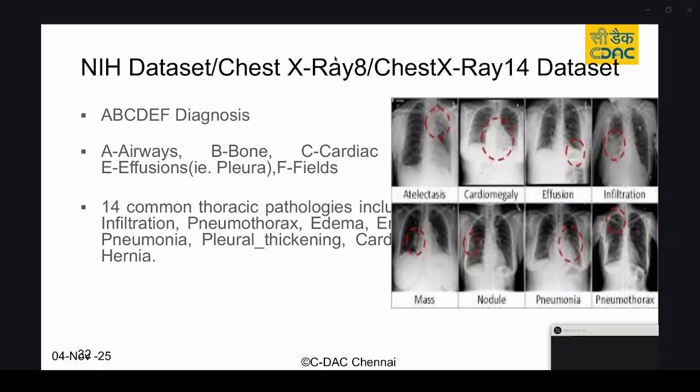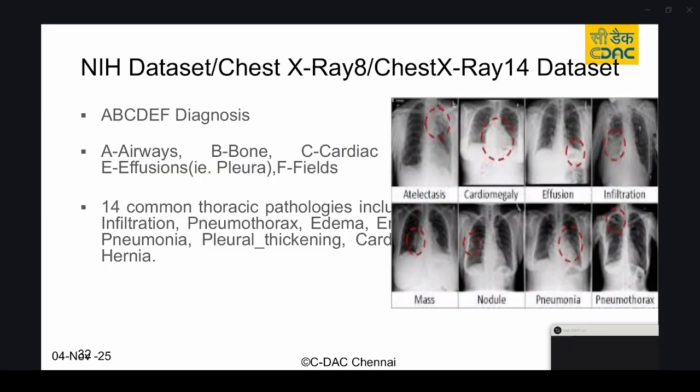The National Institutes of Health in the USA is a hospital that has released a dataset of chest X-ray images for eight different diseases. Later, they released a 14-disease-manifestation dataset. This is commonly used for machine learning problems.